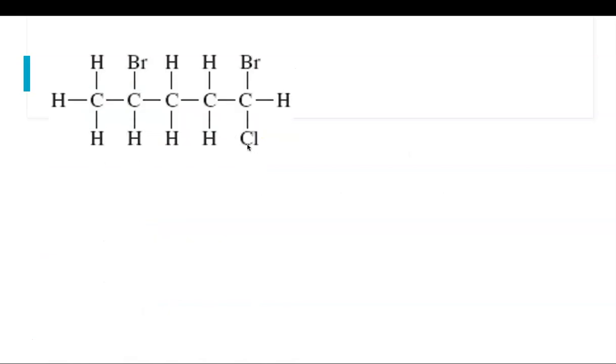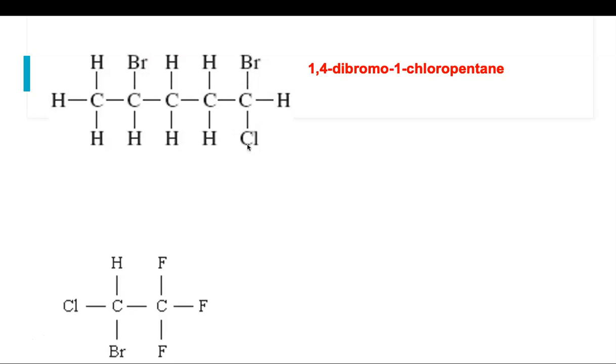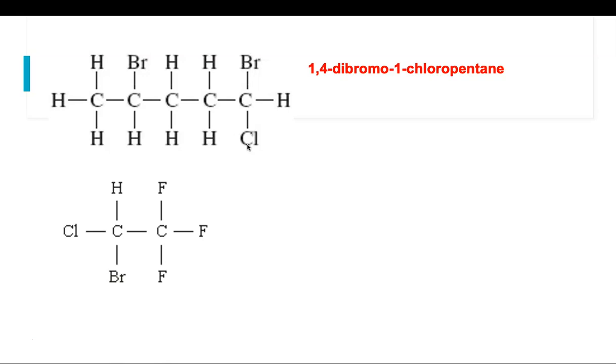Okay, next one. 1,4-dibromo-1-chloropentane. This is an exam question. We will name this 2-bromo-2-chloro-1,1,1-trifluoroethane. I'm giving fluorines the priority here because fluorines are more electronegative than bromines and chlorines.